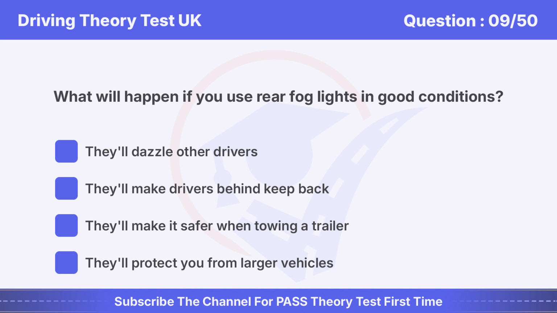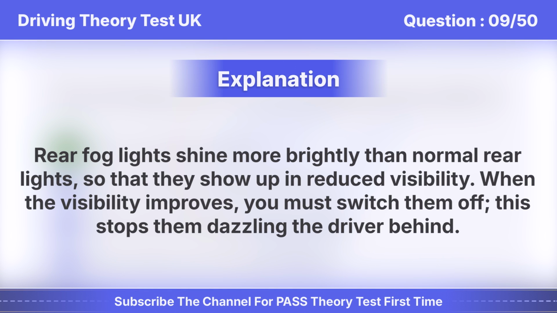Question 9. What will happen if you use rear fog lights in good conditions? Answer is A. They'll dazzle other drivers. Rear fog lights shine more brightly than normal rear lights, so that they show up in reduced visibility. When the visibility improves, you must switch them off. This stops them dazzling the driver behind.